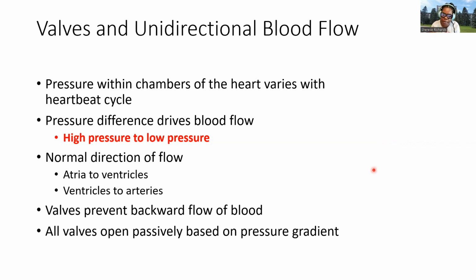So in order for blood to move from an atria to a ventricle, the pressure in the atria must exceed the pressure in the ventricle, and then the valves will open passively in honor of that pressure gradient. Similarly, when blood leaves the ventricle and moves out into the arteries, the pressure in the ventricle is higher than the pressure in the artery, and the valve will open passively. When the pressure in the artery exceeds the pressure in the ventricle, the valves will also close passively as well. So all valves open passively and close passively based upon the pressure gradient or pressure differential across the valve.